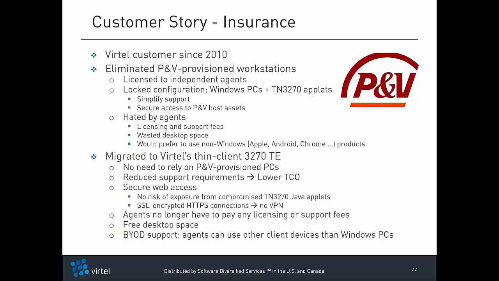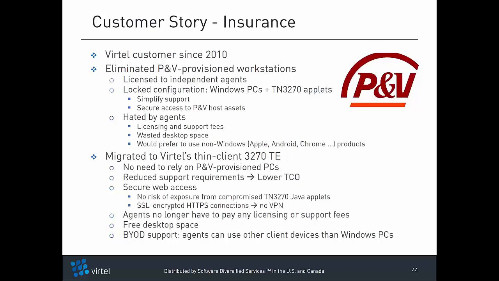To protect the access to their CICS applications, P&V had to pre-install the software they wanted on the workstations and then to lock down the workstation so that no change could be made to them by the agents. Consequently, the workstation couldn't be used for anything else than accessing P&V applications. P&V independent insurance agents hated those workstations, the associated licensing fee, and the wasted desktop space.